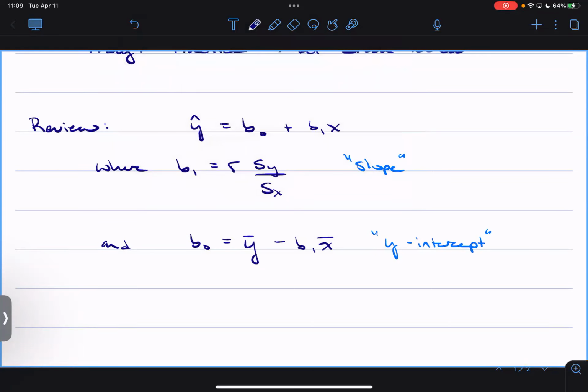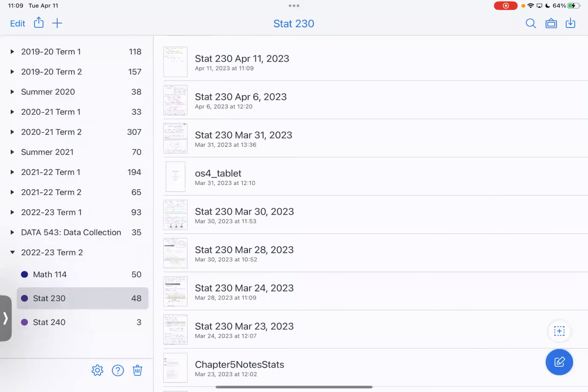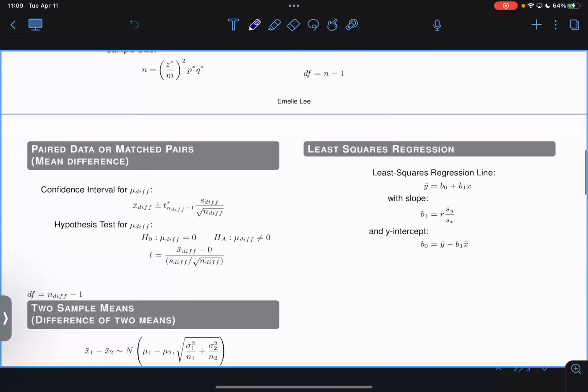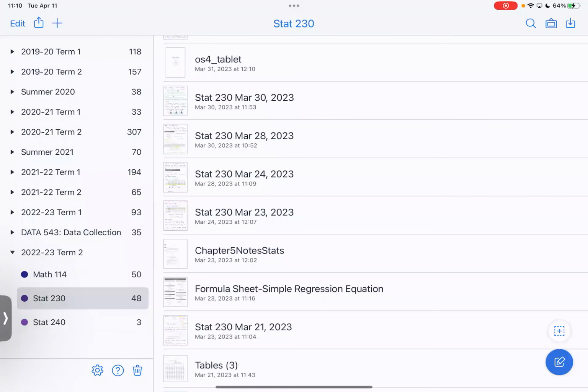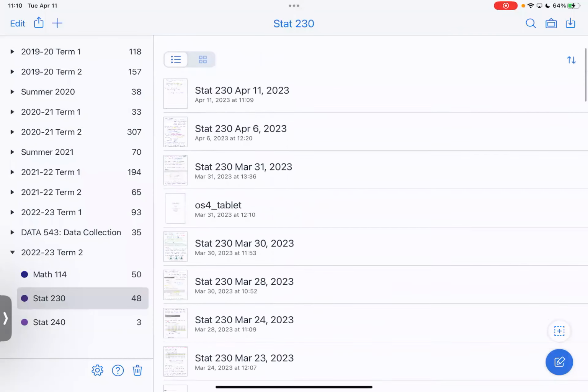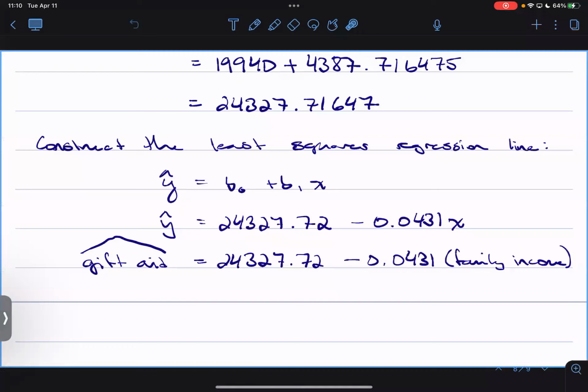Okay. Let's see on our formula sheet. SY over SX, phew. Y bar minus B1 times X bar, phew. So I did it. We talked about how we solve for the slope and how we find the intercept for these regression lines, given all that information that we need.